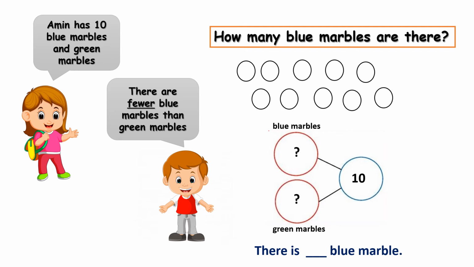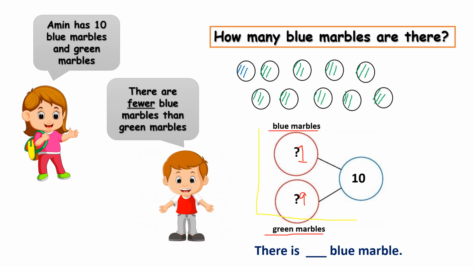So to find out how many blue marbles and how many green marbles there are, we can start by having one blue marble. If there is one blue marble, how many green marbles are there? 1, 2, 3, 4, 5, 6, 7, 8, 9. So there are 9 green marbles.